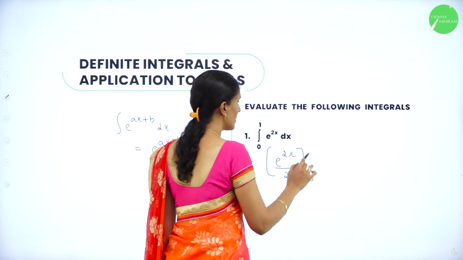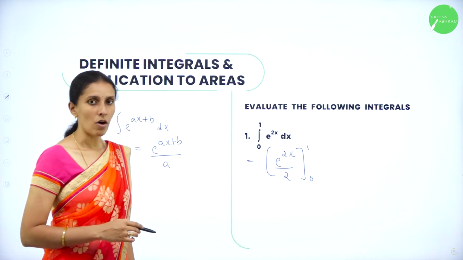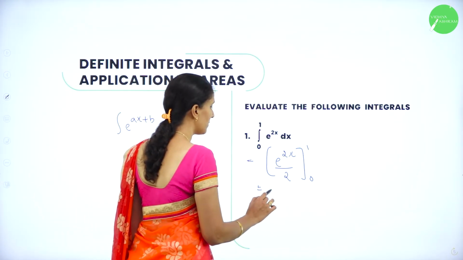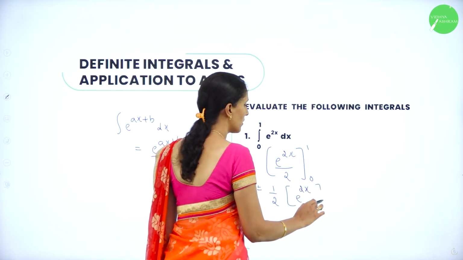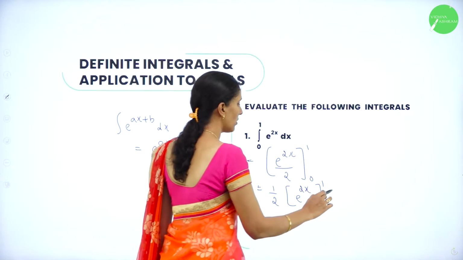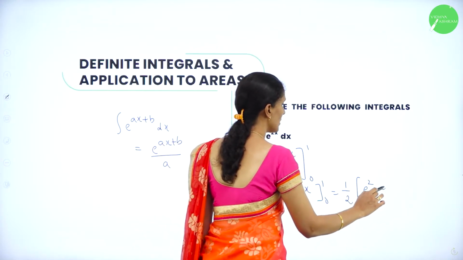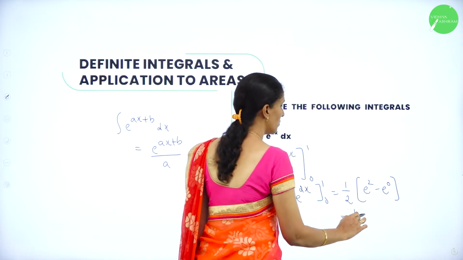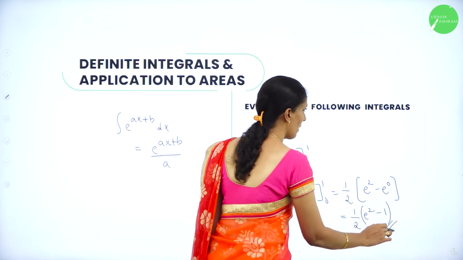Substitute the limits 0 and 1. We can take 1 by 2 as a common factor because it's a constant. So take 1 by 2 outside and apply the limits only for e power 2x, from 0 to 1. So this becomes 1 by 2 times e square minus e power 0. E power 0 is nothing but 1, so it becomes 1 by 2 times e square minus 1. So this is the value.